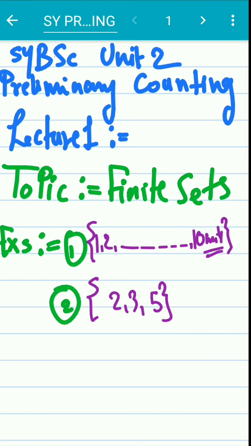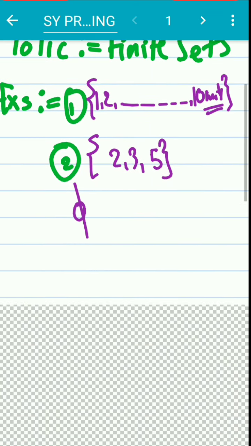Correct? But the way we define a finite set inside our mathematics? Correct? So the question is this: is phi a finite set? Yes or no? For this we need a proper definition which will tell us which sets are finite and which sets are not. Okay, so let's move on to the topic.